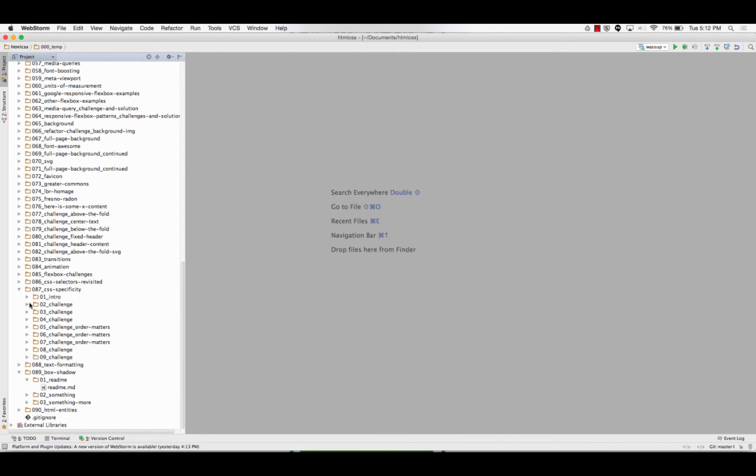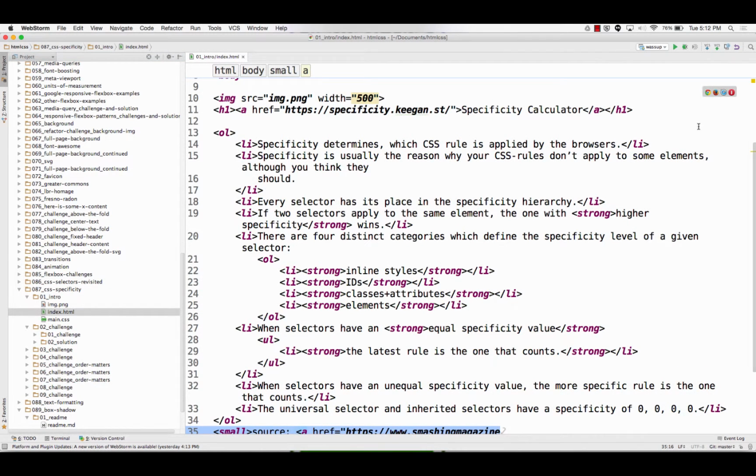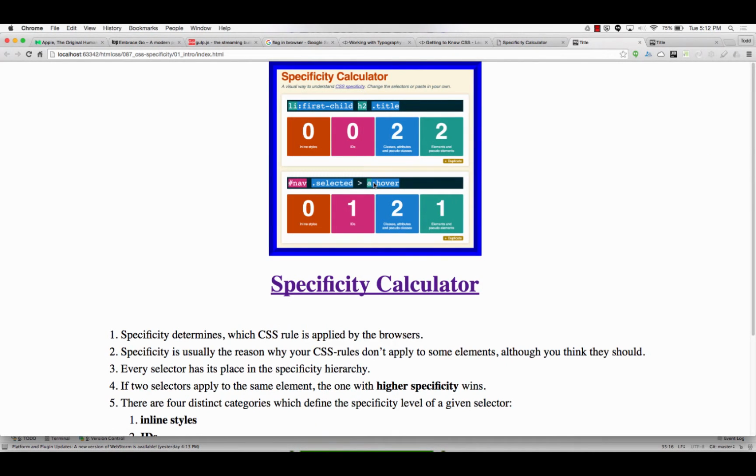Let's look at the first, just the little talk through on specificity. There's a specificity calculator, and there's a link to it, and you could just Google specificity calculator. Specificity determines which rules are applied by the browsers. Specificity is usually the reason why your CSS rules don't apply to some elements, although you think they should. Every selector has its place in the hierarchy. If two selectors apply to the same element, the one with the higher specificity wins.